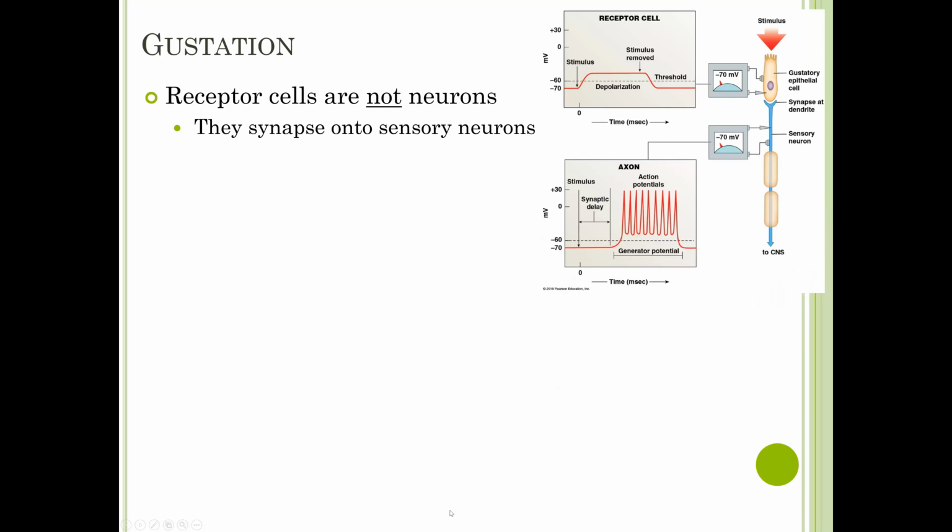So let's look at the process of gustation itself. Unlike the olfactory sense, in which the olfactory receptors themselves were neurons, in gustation the receptor cells are not neurons, but they do form a synapse with a sensory neuron. So if we look up here on the right, the gustatory epithelial cell now is shown in yellow. Here would be the little microvilli, taste hairs, where these would pick up the stimulus, and then if the gustatory cell has a depolarization past the threshold, then it will send a signal to the sensory neuron down here, which would conduct the action potentials onto the central nervous system.